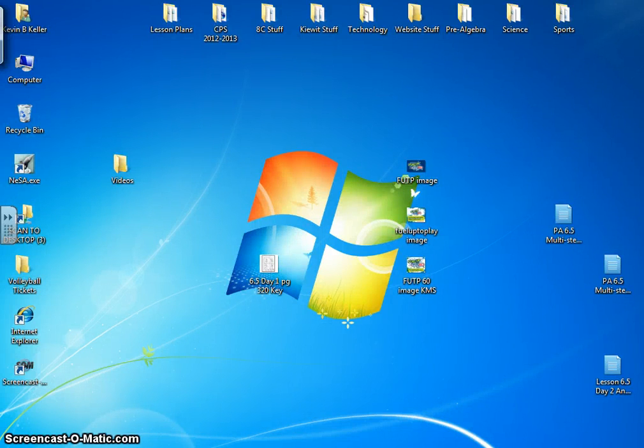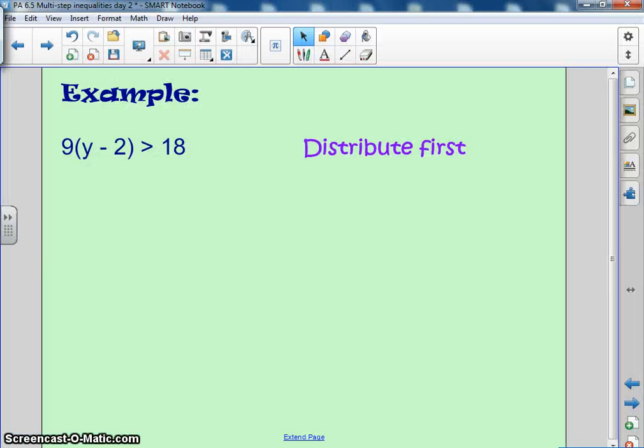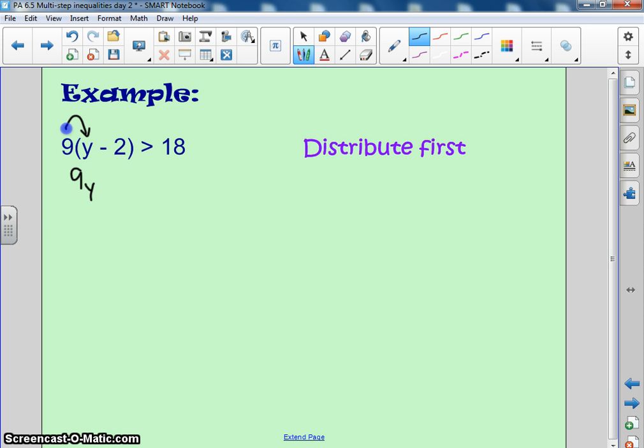All right, so today we are going to pick up with the same lesson from yesterday, only a little bit more advanced: distributing, combining like terms, going through those things. On this example here, we have to distribute first. Before we can solve, before we can graph, we have to distribute. So I'm going to take the 9 times the y, and I get 9y. Then I take 9 times the negative 2, and I get negative 18 is greater than 18. So right there, my first step is done.